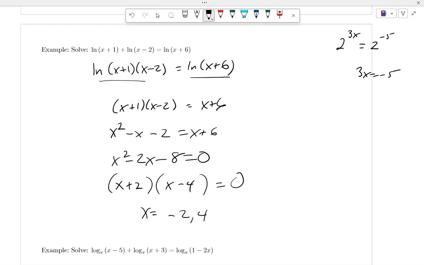Can you plug in negative 2 into all the pieces in the original? No. It makes the first one negative and the second one negative, right? So negative 2 does not work. Is 4 okay, though? Yes, 4 is okay. So that one is our solution there. That one okay?